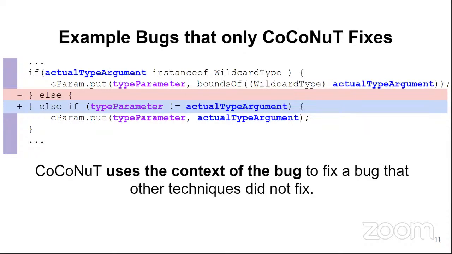Coconut uses a new context-aware deep learning architecture that represents the context of the bug and can automatically generate the complete patch by extracting meaningful information from the context of the bug, such as, in this case, the correct variable names.